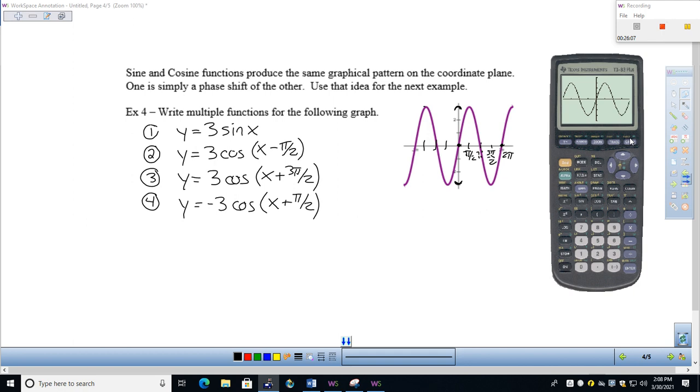All right. So I just want you to be aware of the fact that, obviously, if I just said write one function for this graph, you would go this way, right? And you wouldn't have to use a phase shift. But as I said, sine and cosine functions are interchangeable because they make the same pattern. So just shifting one to fit the graph, you can make as many of these functions as you want. Again, theoretically, there are an infinite number of options here.